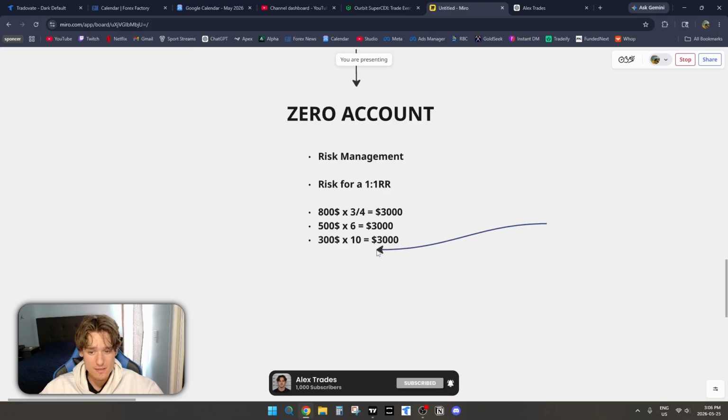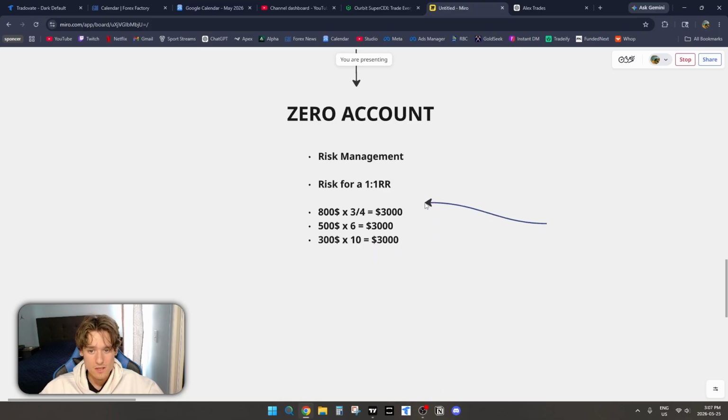You need 10 trades to get that 3,000 mark. So guys, honestly, if you want a clean 1-to-1, I would suggest in the evaluation phases to be risking minimum $300. $800, if you are very confident with what you're doing and you want to get straight to that payout phase, then $800 would be the deal because you only need technically 3 to 4 trades.